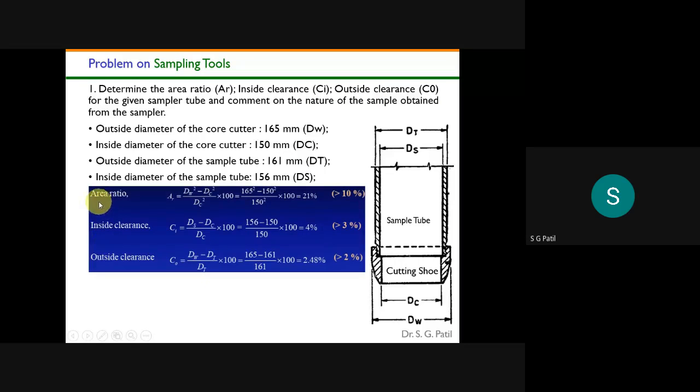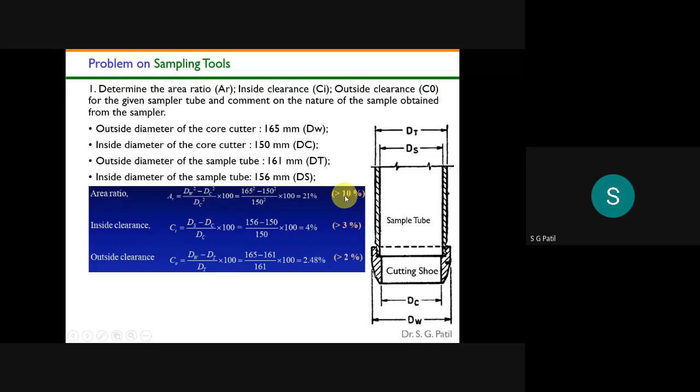Okay, so now the area ratio is nothing but dw square minus dc square divided by dc square. So (dw square minus dc square) divided by dc square: (165 square minus 150 square) divided by 150 square. Okay, so I got around 21%. So 21% means it is higher than 10%.